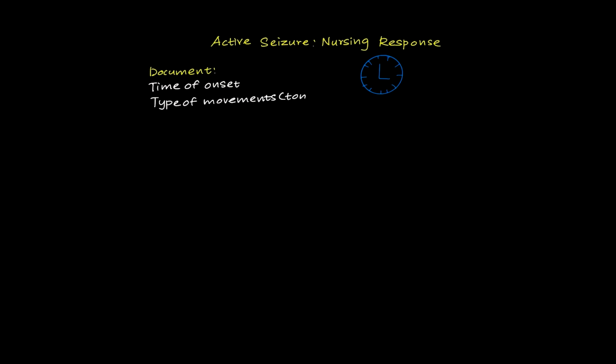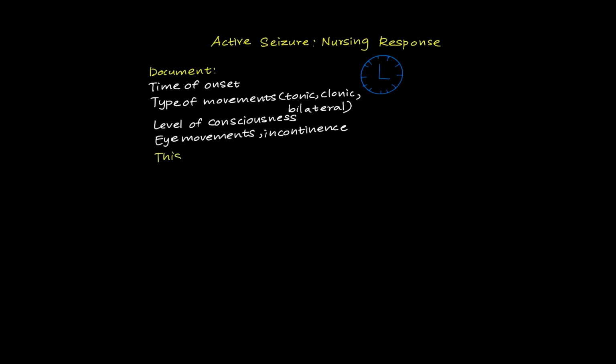Note the time it started, what the movements look like. Tonic, clonic, one-sided versus bilateral. The level of consciousness, eye movements, incontinence, anything visible. This information is gold for the neurologist managing the seizure disorder.